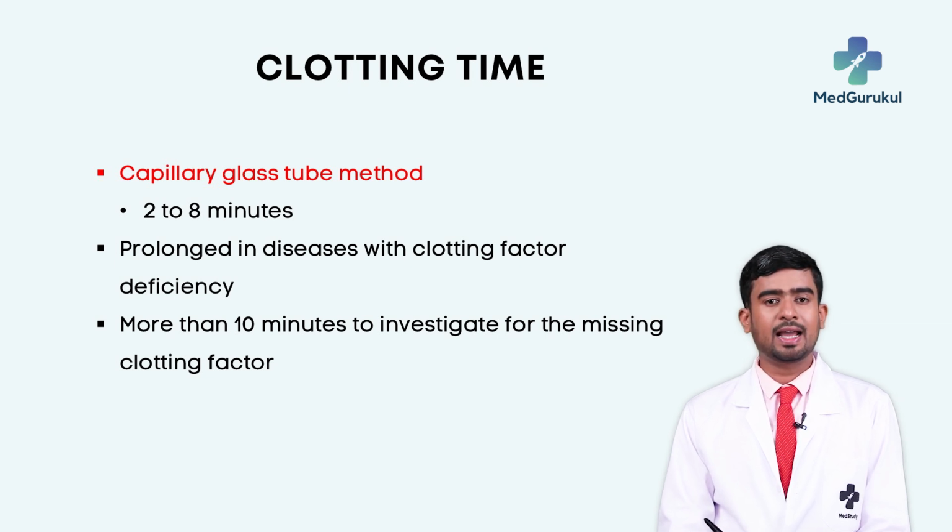The normal clotting time using the capillary glass tube method is around 2 to 8 minutes, and clotting time is prolonged in diseases when there is deficiency of clotting factors. There are various disorders where the clotting factors are deficient or maybe dysfunctional. We will be discussing them in later classes. If the clotting time is more than 10 minutes, that is, beyond the normal range, then we have to individually assess each coagulation factor to find out which particular clotting factor is deficient.